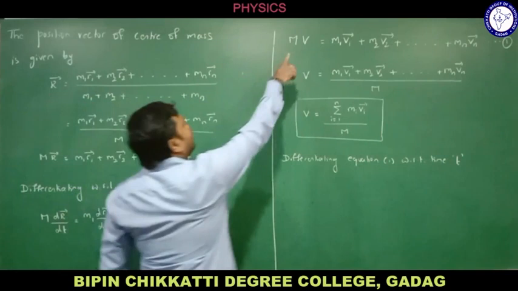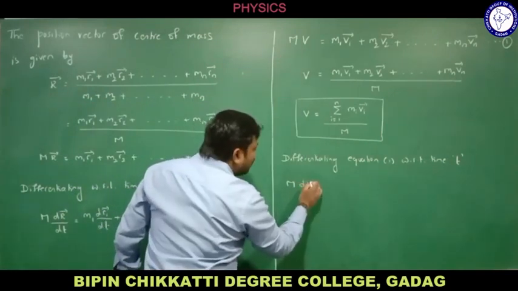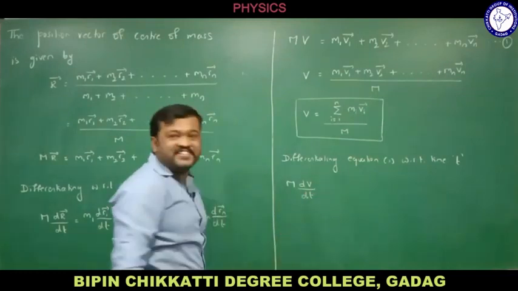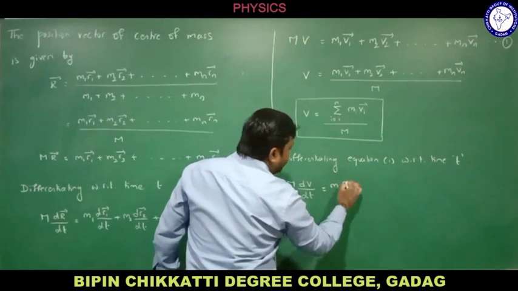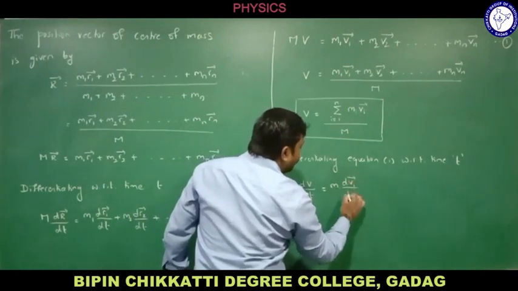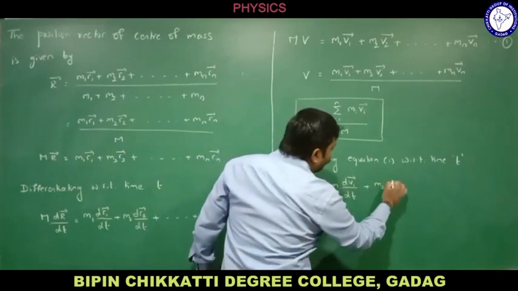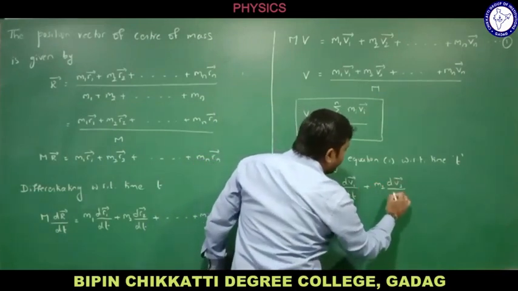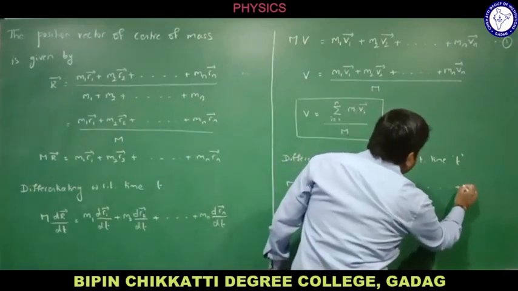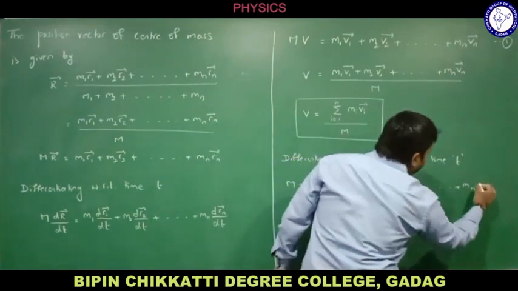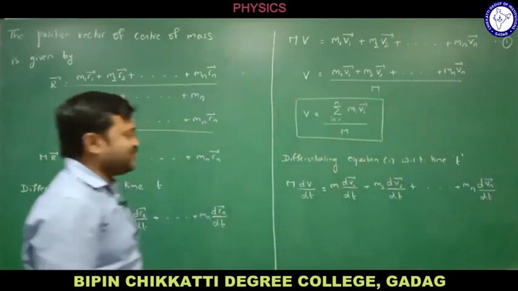Okay, let me differentiate, right? Mass will not change. Shall I write like this? dv divided by dt, so that is equal to, what do you get here? m1 dv1 vector divided by dt, differentiating this equation, plus m2 dv2 divided by dt, plus dot dot plus mn dvn divided by dt.